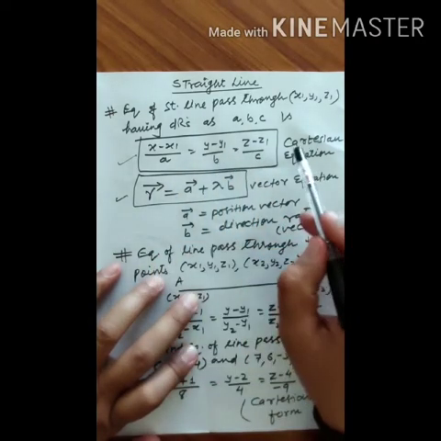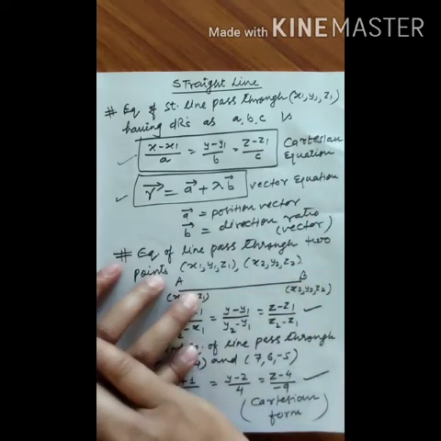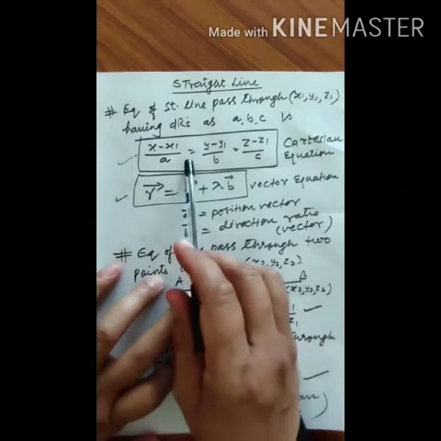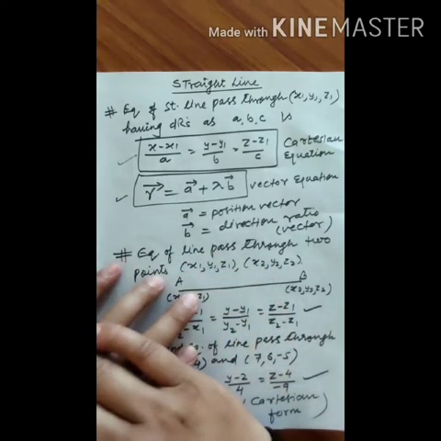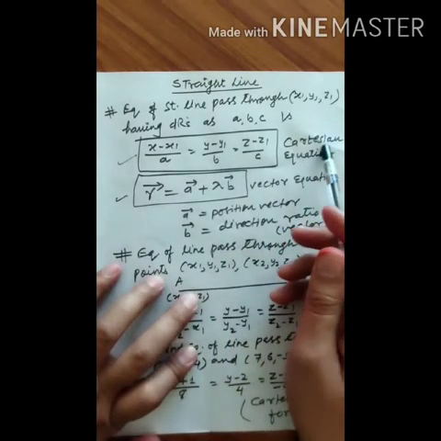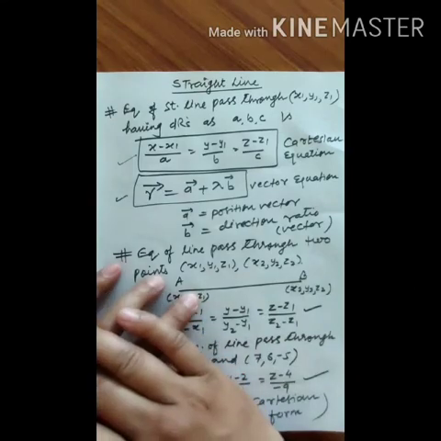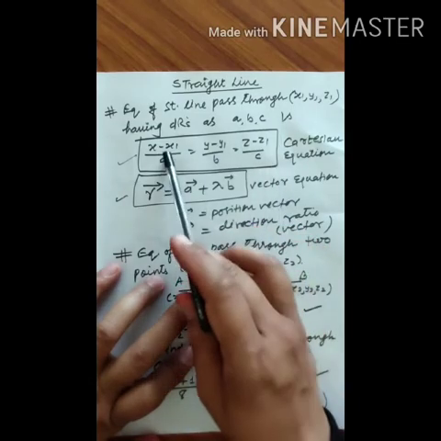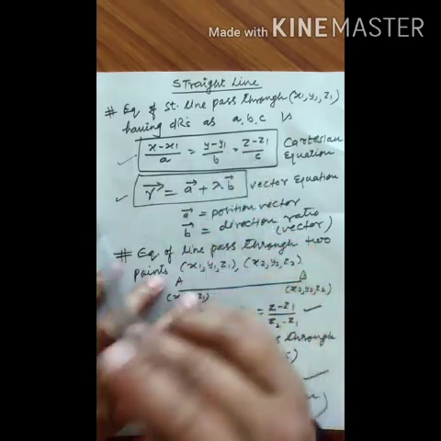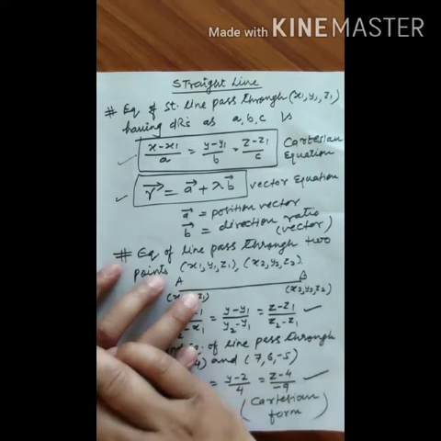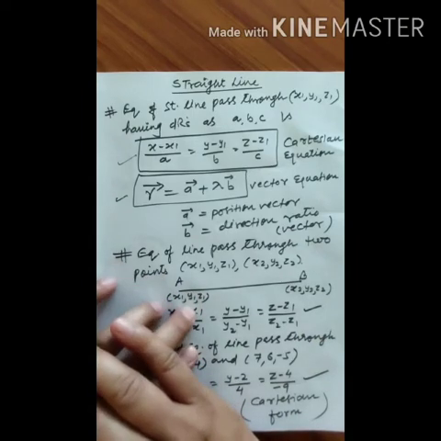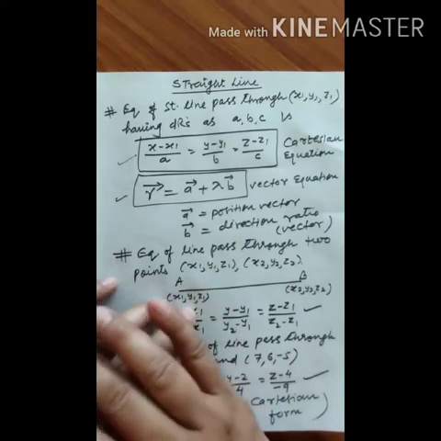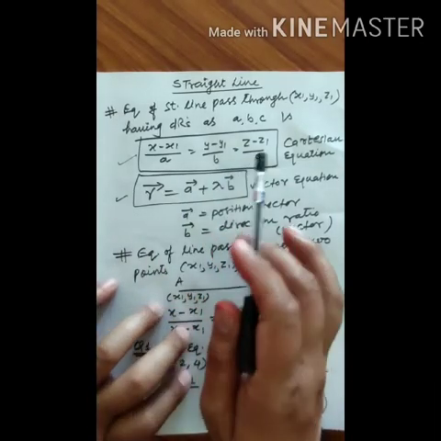This equation is known as the Cartesian equation of the line. The meaning of Cartesian equation is that it represents the coordinates from where the line passes. The word Cartesian is derived from coordinate. So this is the Cartesian equation of the line, and in the denominator we have A, B, C, which represent the direction ratio of the line, that is, in which direction the line is drawn. So A, B, C are the direction ratios.